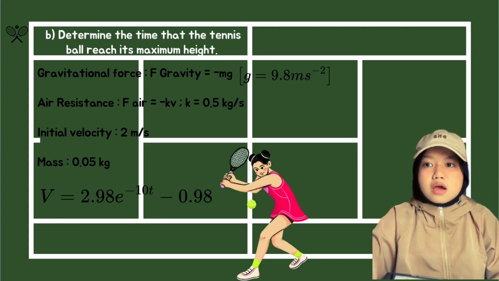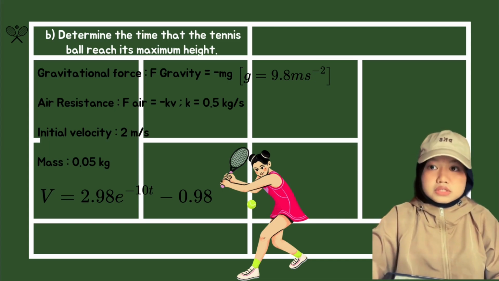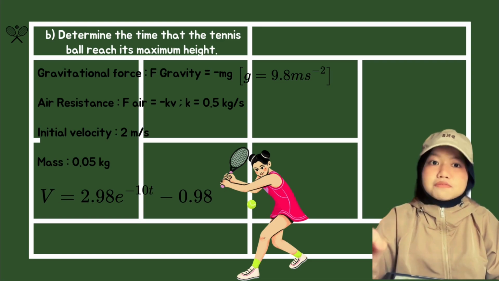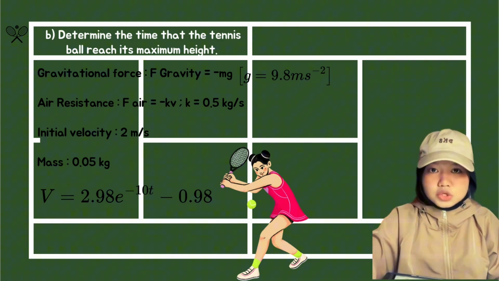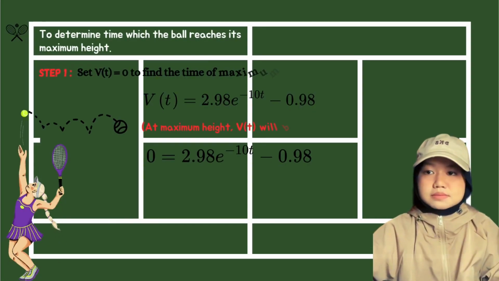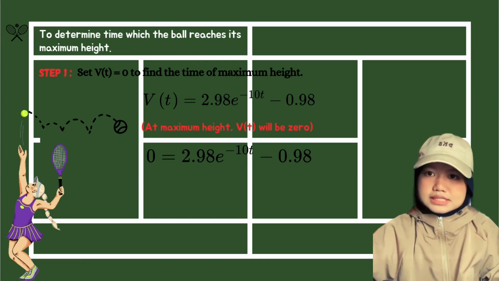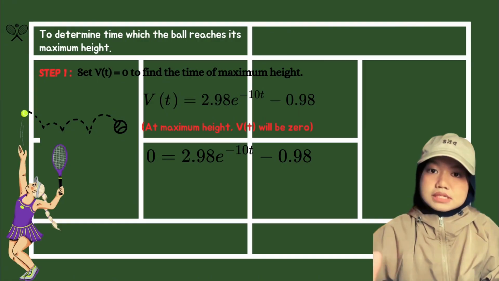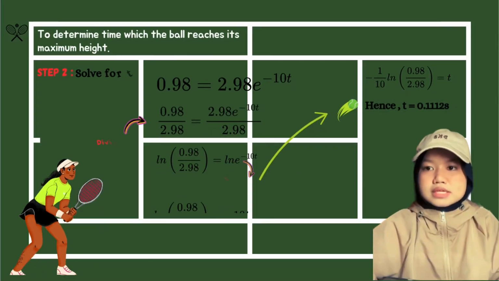From question A, we already got the function of the ball's velocity as a function of time, which is v equals 2.98 e to the power of negative 10t minus 0.98. To determine the time at which the ball reaches its maximum height, step 1 is to set the function of the ball's velocity v(t) equal to 0, because at the maximum height v(t) will be 0. Next, step 2 is to solve for t.